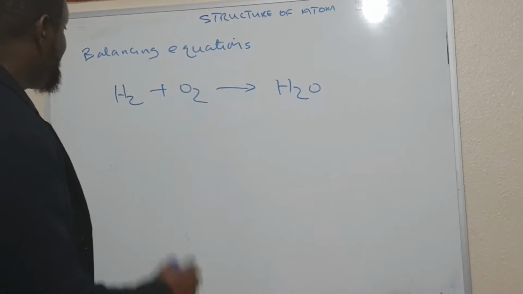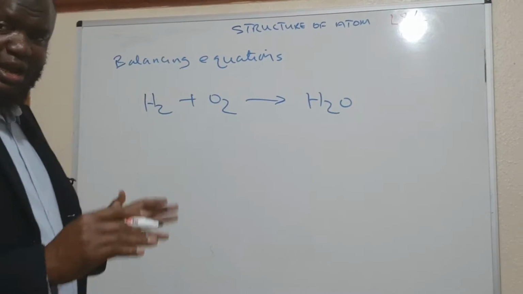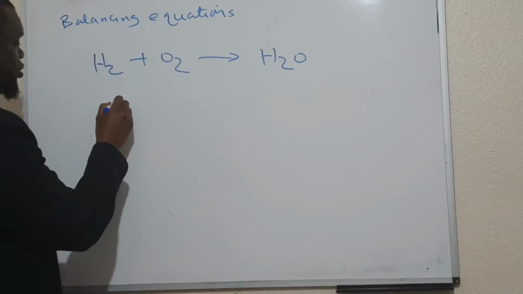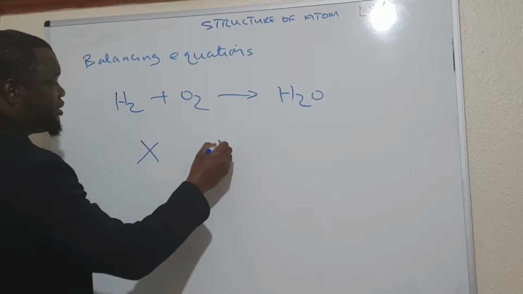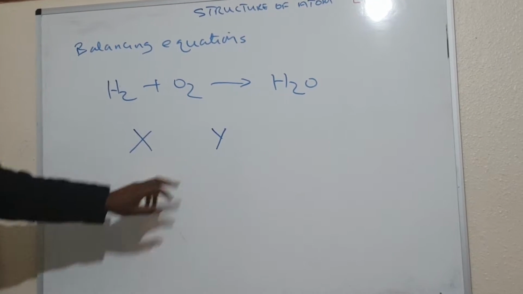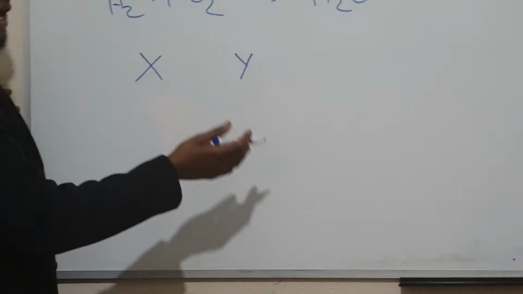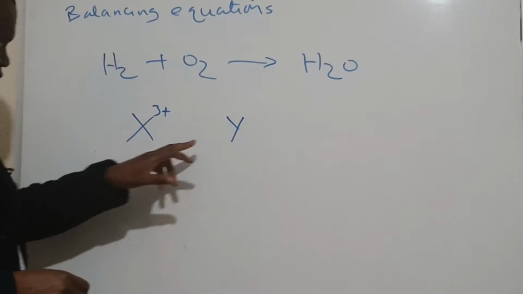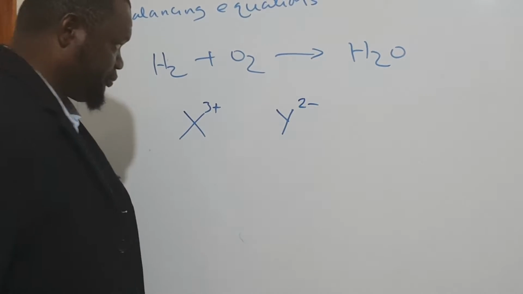Okay, the example I give is, imagine you have a combination of 2 elements, okay? A compound, yes. A combination of 2 elements here. One is X and one is Y. Element X and element Y. Imagine this one, when it becomes an ion, it loses electrons, it will become 3 plus. And this one, when it gains electrons, becomes 2 minus.